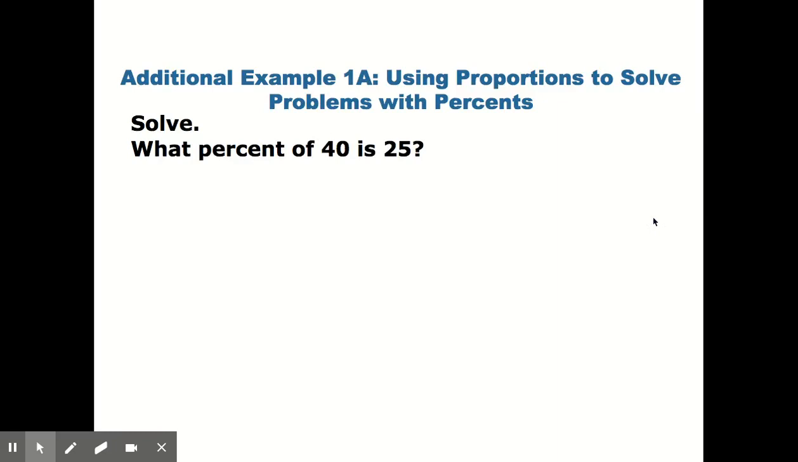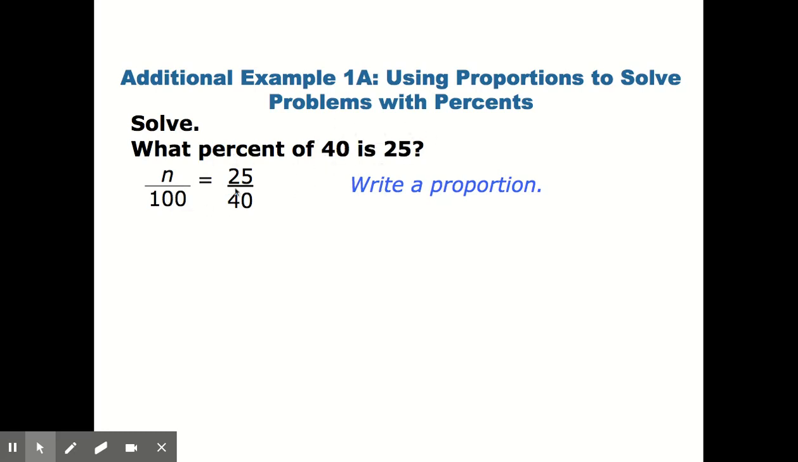Okay, so let's look at another problem. What percent of 40 is 25? We're going to use a proportion to solve this. So we write the proportion: n over 100 is equal to 25 over 40. Okay, so we know this is the whole, or 100. We match that, put 100 here.